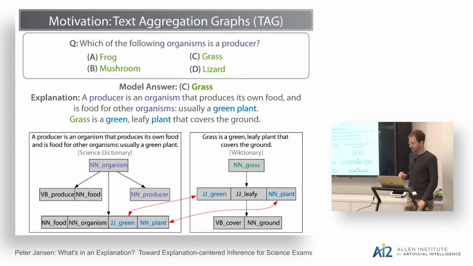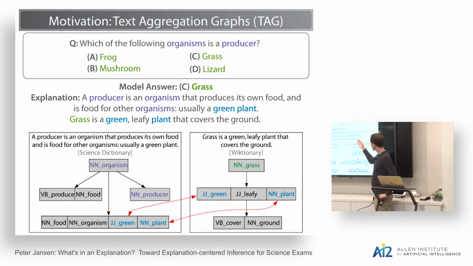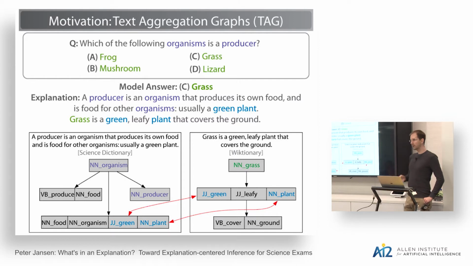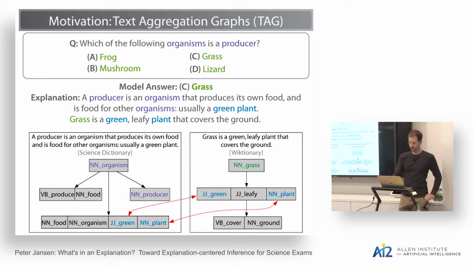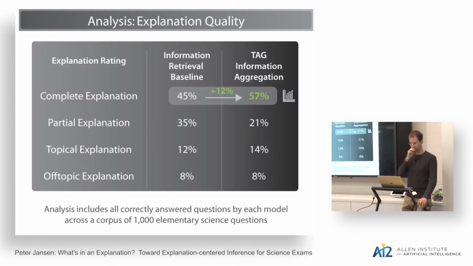This is an actual example. Which of the following organisms is a producer? Of course, it's grass. The explanation that the system gives you is: a producer is an organism that produces its own food and is food for other organisms, usually a green plant. And grass is a green leafy plant that covers the ground. And we see that these connect on the idea that a green plant is a producer and grass is a green plant. 2-hop inference.